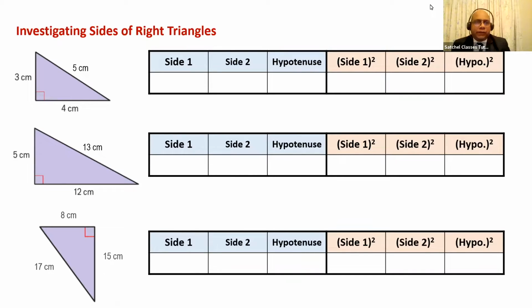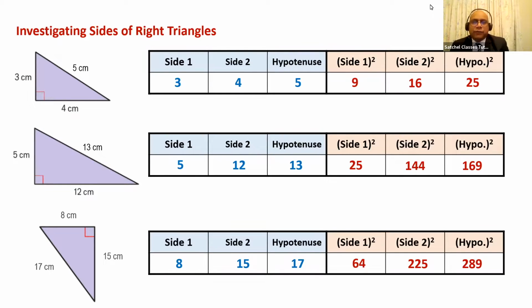Now, what is the relationship between the three sides in a right angle triangle? Let's identify that. So in the first case, side 1, side 2, and hypotenuse were 3, 4, and 5 respectively. Now if I square each of these numbers, 3 squared is 9, 4 squared is 16, and 5 squared is 25. In the second case, the sides were 5, 12, and 13. Likewise, I'll square all of them: 5 squared is 25, 12 squared is 144, and 13 squared is 169. In the third triangle, the sides are 8, 15, and 17. The respective squares are 64, 225, and 289. Now look at the squares carefully and try to find out how the three values are related to each other.